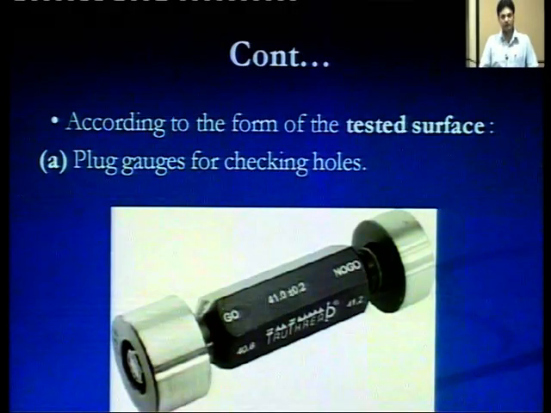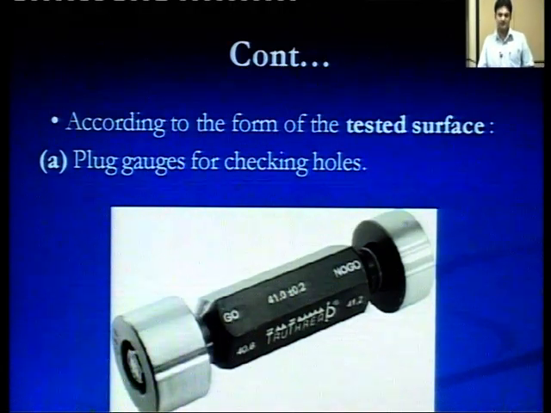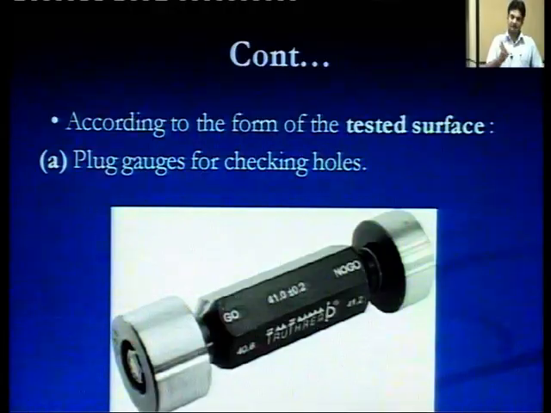According to the form of tested surface, first is the plug gauge for checking the holes. Now, this is the diagram of a plug gauge. With this we check the holes, whether the hole is as per the specified limit or not. So, there are two sides, as I have already told you. One is the go end, the other is the no go end.